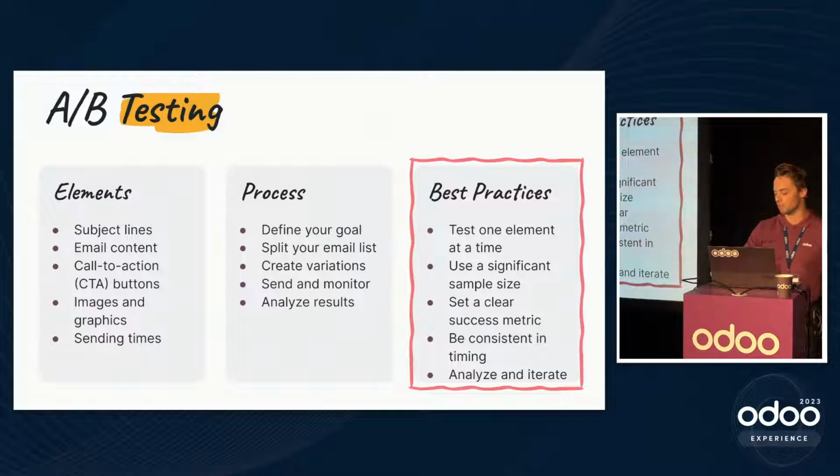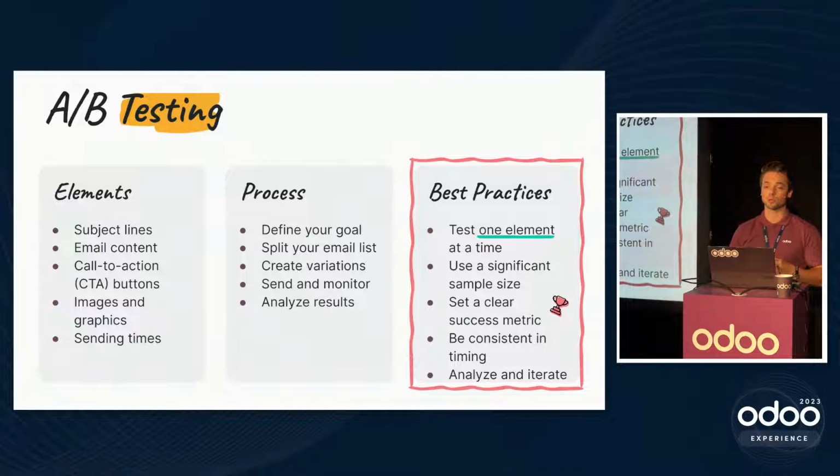Some advice before moving on to the presentation in Odoo: test one element at a time. It's important, otherwise you are not able to understand the differentiation between the two campaigns. So one element at a time, and so it's significant. Use a significant sample size.